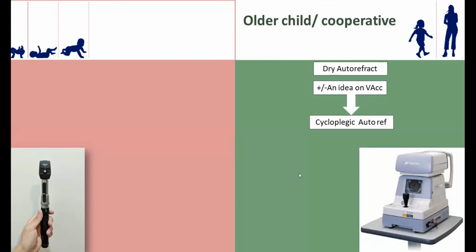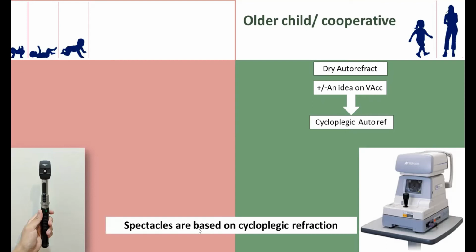But again, this is just to have an idea, because if you do the dry autorefractometer and you find the vision becomes 6/6, then this is not amblyopia. This is just a refractive error, and it didn't lead to amblyopia. So again, in older children, I may do dry autorefractometer and have an idea about the best corrected visual acuity, but you can omit these steps and do cycloplegic refraction. So in both situations, regardless of the age, spectacles are based on cycloplegic refraction.